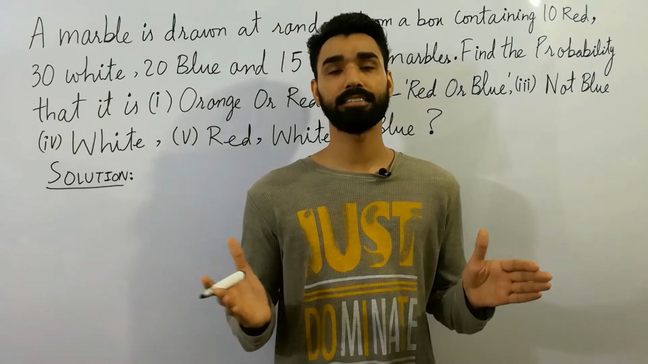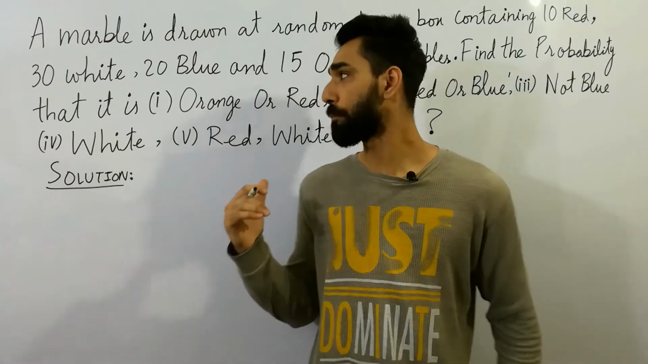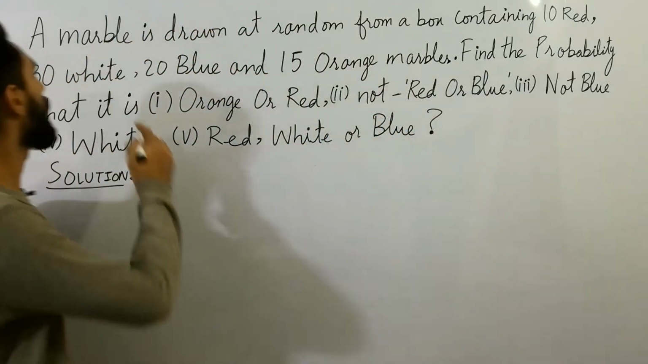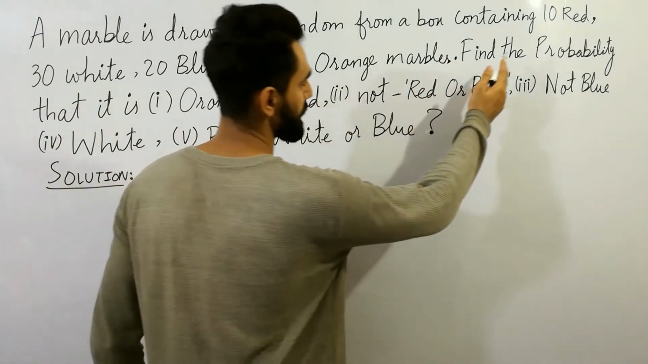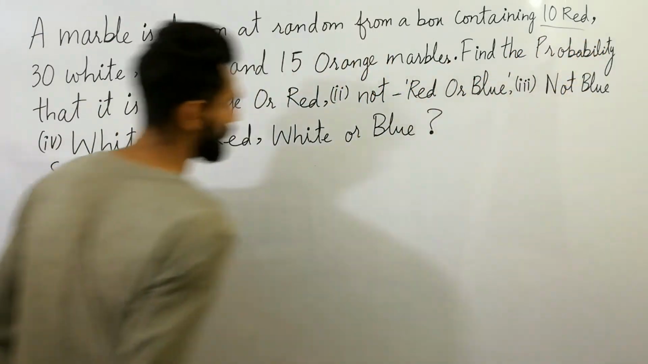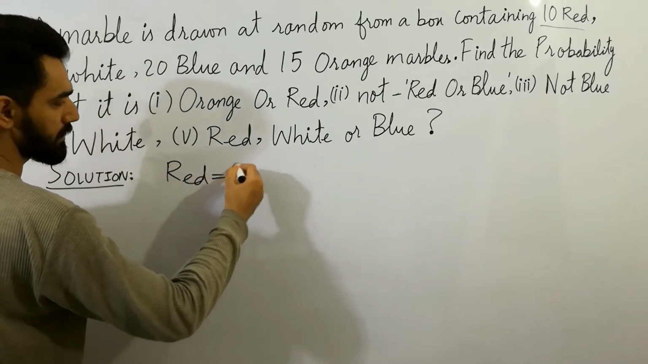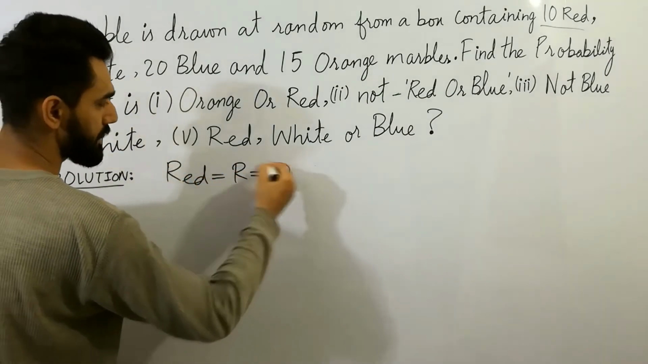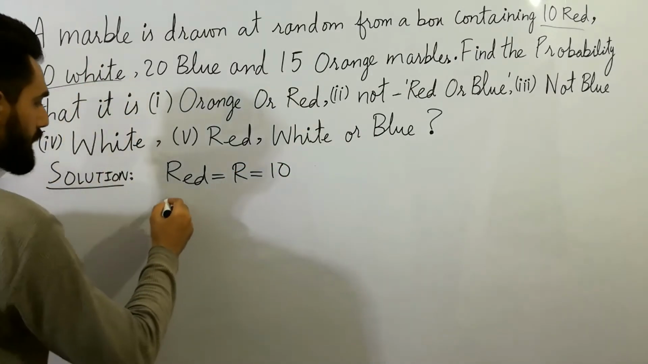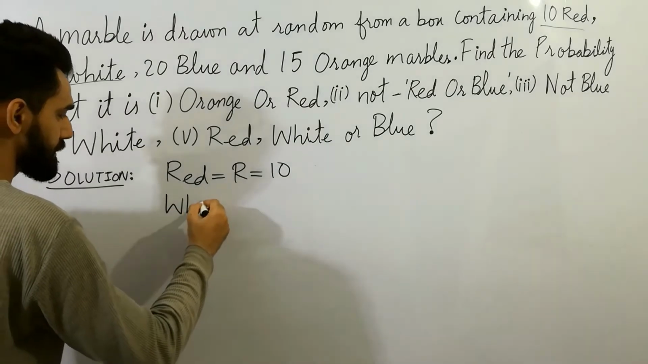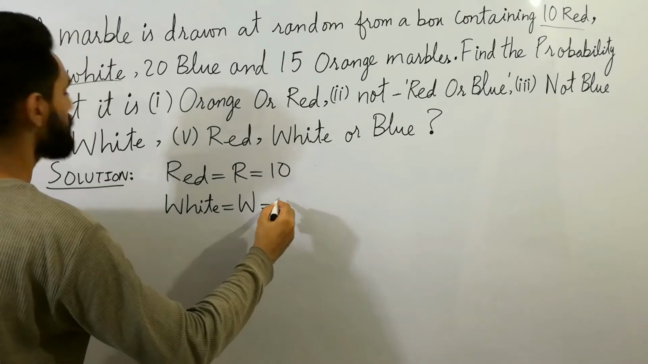Hey guys, today I am here to solve this probability question. A marble is drawn at random from a box containing 10 red, so R is equal to 10, and 30 white, which you can represent by W, equal to 30.